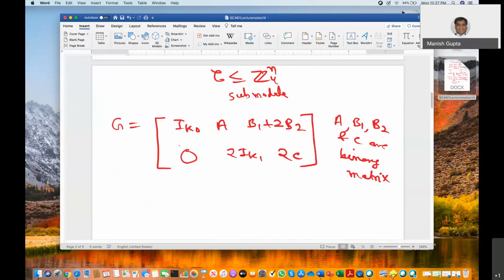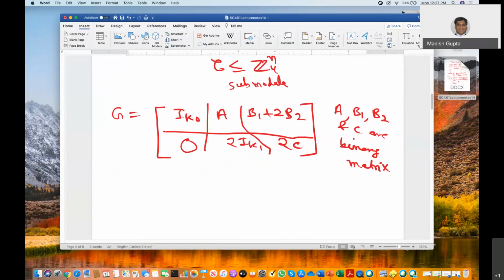Okay, so you can put it in the form of blocks also. Because of I_k0 and 2I_k1, the lower portion consists of only rows with zero divisors, where components are either 0 or 2, right? So in this case, code C is generated by G over Z4, and the cardinality of C will be 4 raised to power k0 into 2 raised to power k1. Why this 2? Because there will be repetition, right? Not everything will come because of the zero divisors.